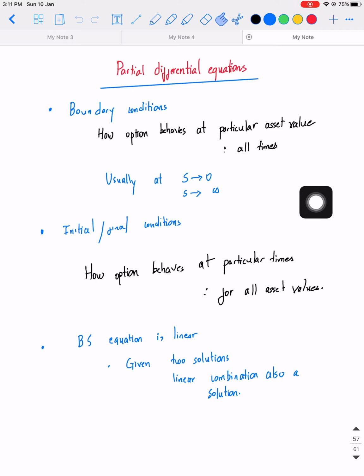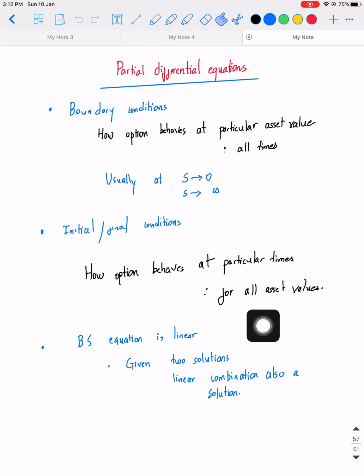The boundary condition tells you, for a particular asset value, how your option changes for all time. If it was not Black-Scholes and someone wrote down some kind of equation where the function is, let me call it, an option, and the variable is, let me call it, an asset, then generally to solve it you need boundary conditions as well as initial or final conditions. The boundary conditions are just how the option varies at one particular value, and the initial or final condition is how it varies at one particular time.